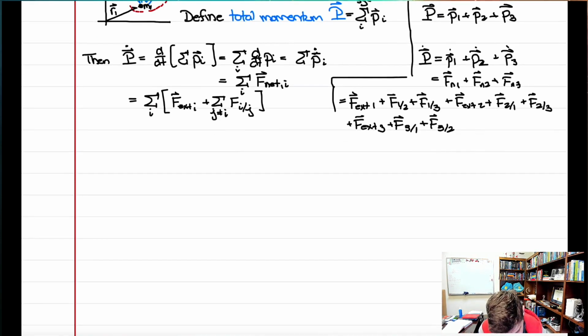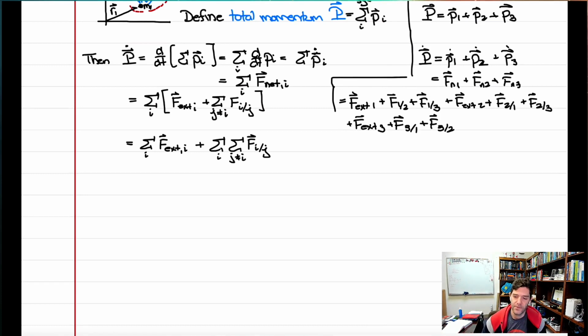So the sum on the left, if I wanted to write it, I can think of it as a sum over i of all the external forces acting on all the particles. And then there's this double sum where I'm summing over every particle, and then for every particle, counting all the j that are not equal to i. You might think of how you might code this up as a nested for loop. So there's external forces and then all these internal interactions.